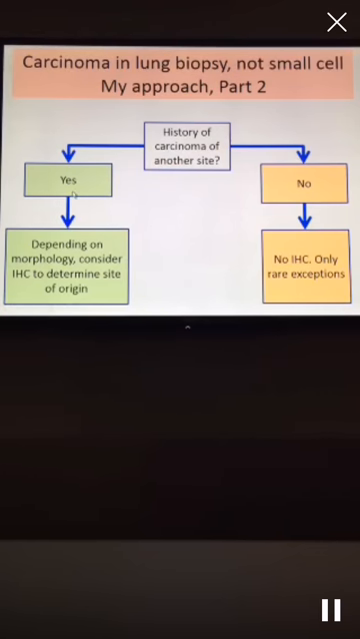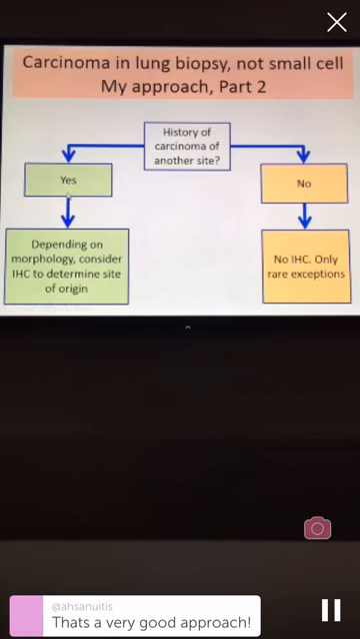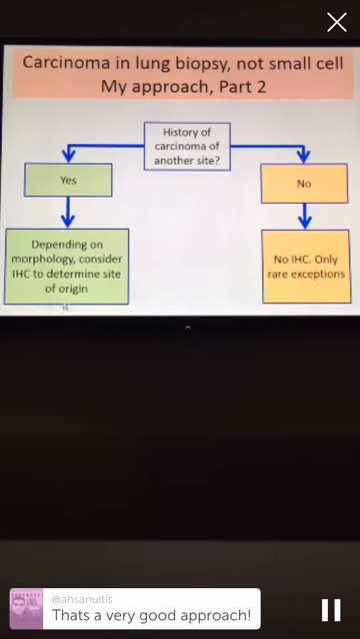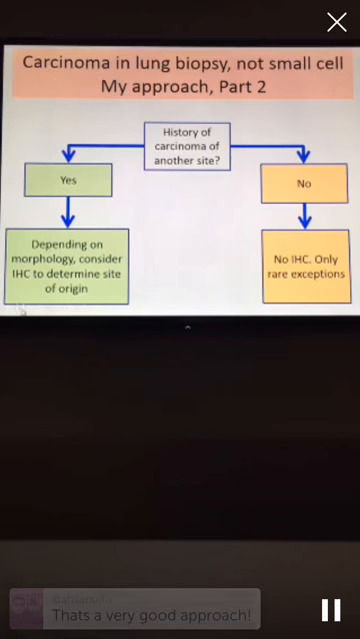On the other hand, if there is a history of carcinoma at another site, so let's say the pathology report says rule out metastatic breast cancer. Sure, I'll think about it, right? And I'll consider doing stains for breast. I might do a GATA3 and ER/PR and so forth. If somebody says there's a history of colon cancer, I might consider that. But I use the morphology in that setting to guide me further. So if there is a history, I certainly go further.